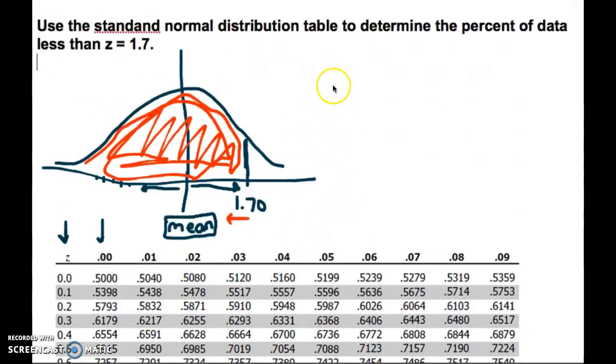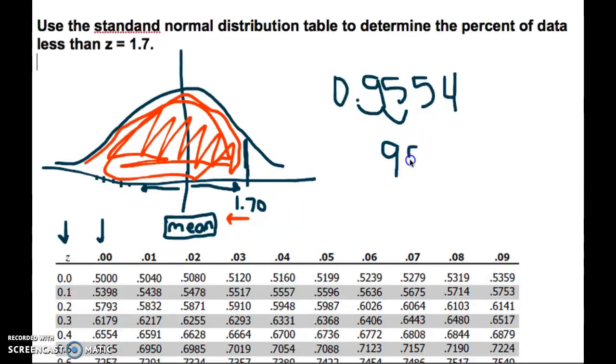So that is a decimal, 0.9554, and that is a percentage as a decimal. So what we're going to do is turn this into a percentage value by multiplying it by 100. 0.9554 times 100 is equivalent to 95.54%.